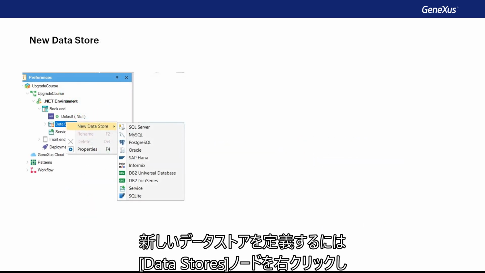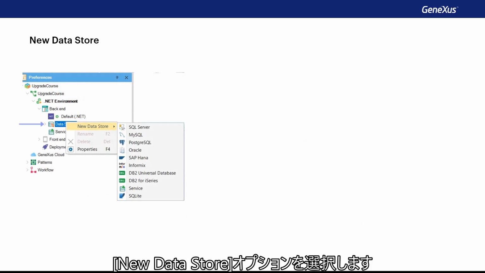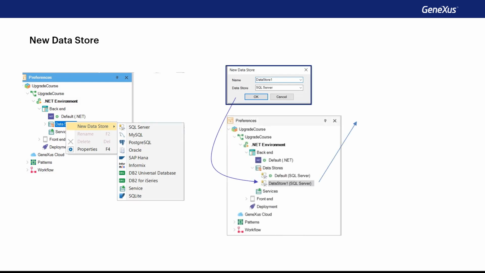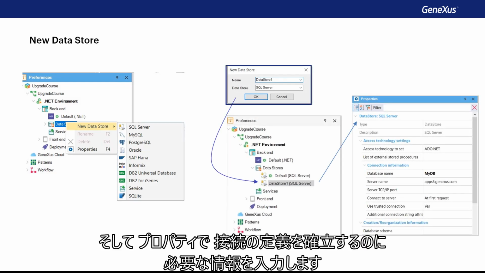To define a new data store, right-click on the data store node and select the New Data Store option. After selecting the DBMS, enter the name for the new data store. Next, through the properties, enter the necessary information to complete the definition of the connection.